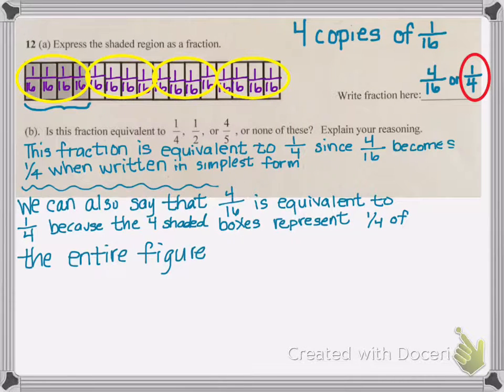Just to make sure that we understand that, let's look at these circles we made up here in the yellow. Each one of those yellow circles would represent 1/4 of the entire unit. This one would be 1/4, this one would be 1/4, this would be 1/4, and this one would also be 1/4.